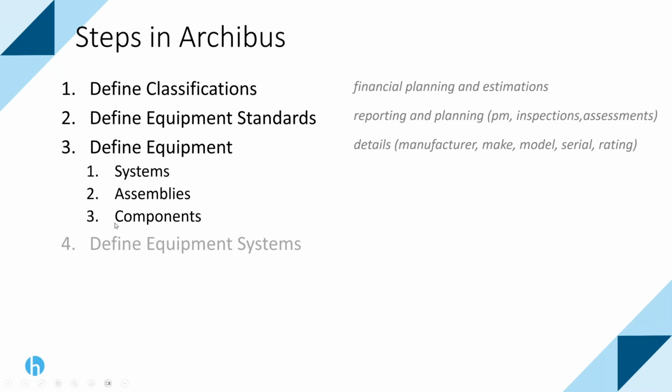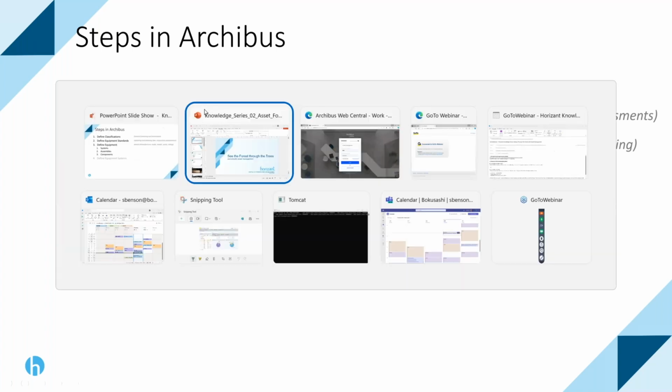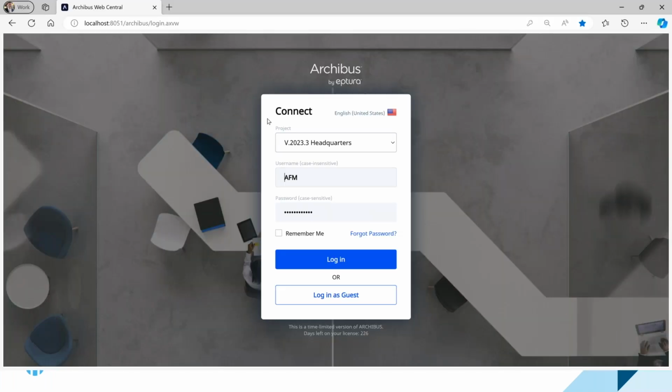So there's a couple of extra steps, like actually putting all this equipment into the systems that they belong to, and defining additional types of values, fields, attributes for every type of equipment. I can show you those if there's time, but ultimately, most of us who are going to be using Archibus will have to set up a classification, a standard, and then the individual assets themselves. So at this point, I'm going to hop over into the product and show you where this happens.